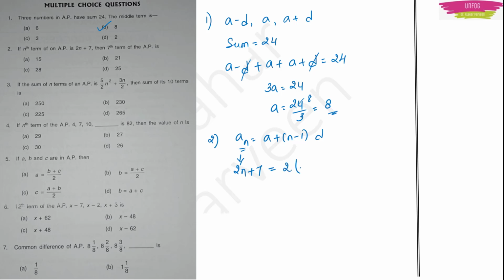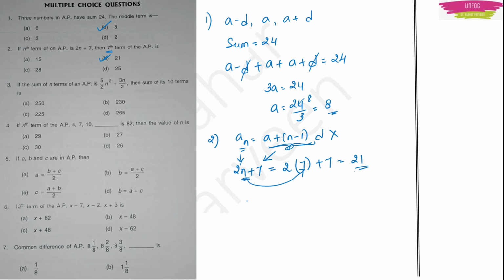2 into 7th term they have told. N is also 7 plus 7. So 2 sevens are 14 plus 7 will be 21. So without using this formula only we got this answer, because in place of a plus n minus 1 into d, they have given 2n plus 7 in the question. Just we have written n is equal to 7, because they are telling that it is the 7th term, right? So 2 into 7 plus 7 will be 14 plus 7 or 21. So your correct answer will be option B.